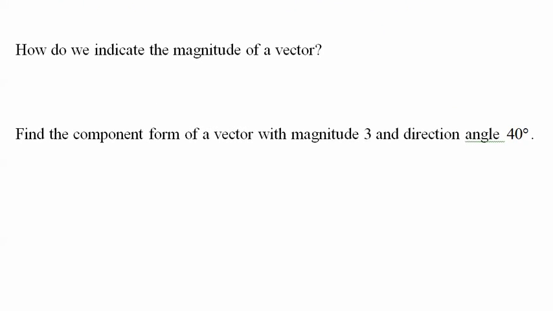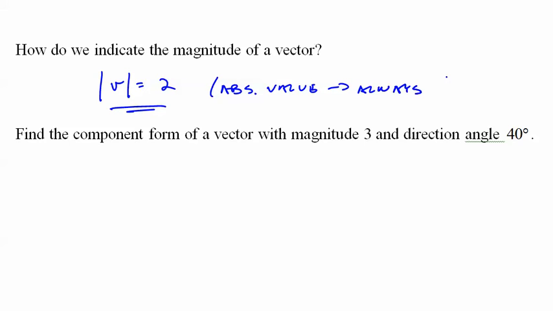Now the magnitude of a vector I just wrote as magnitude, but we actually write it like this. It looks like an absolute value, it's always positive, but it's not an absolute value, it's a magnitude. You have to do the whole a squared plus b squared equals c squared thing.